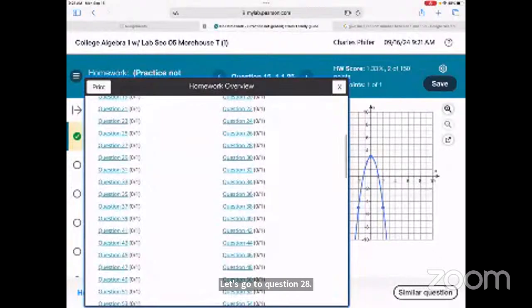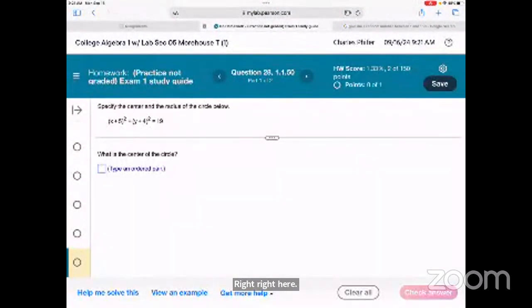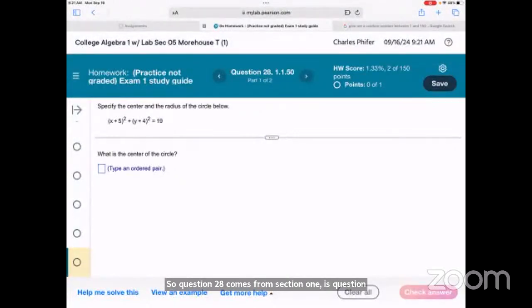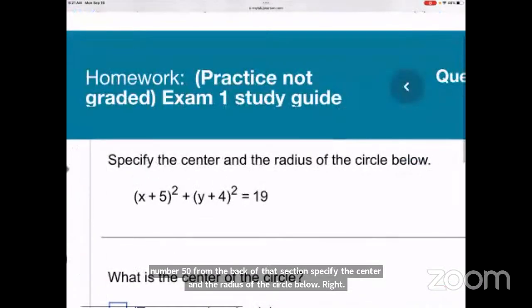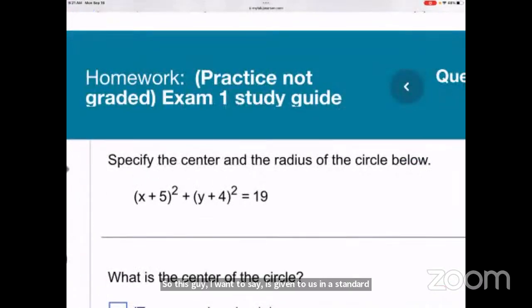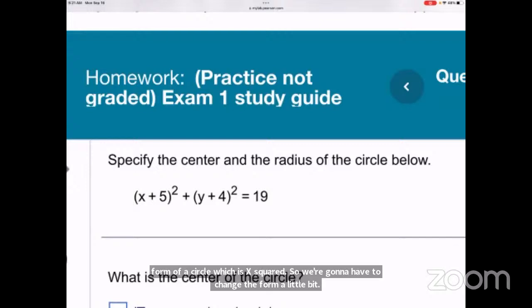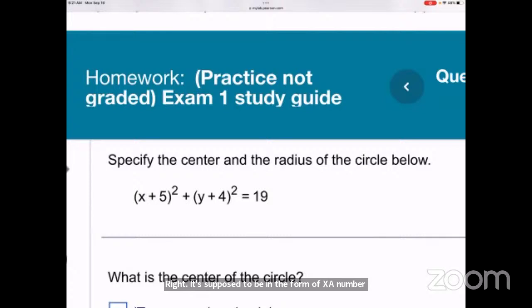Right here. So question 28 comes from section 1.1. It's question number 50 from the back of that section. Specify the center and the radius of the circle below, right? So this guy, I want to say, is given to us in the standard form of a circle, which is x minus h squared. So we're going to have to change the form a little bit, right? It's supposed to be in the form of x minus a number squared plus y minus a number squared equals the radius squared, right? So right now they're both plus. So we need to rewrite that plus as minus a negative, right? And so then that'll reveal the coordinates of the center of the circle for us, right? So then -5, -4 would be the center.